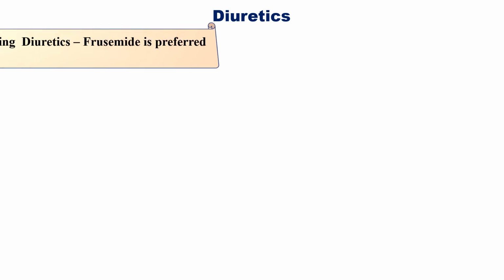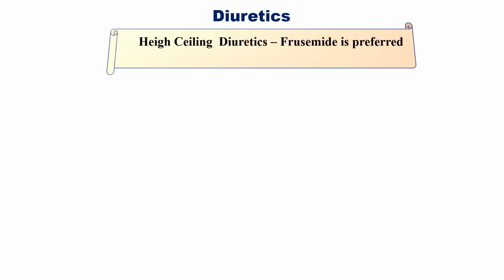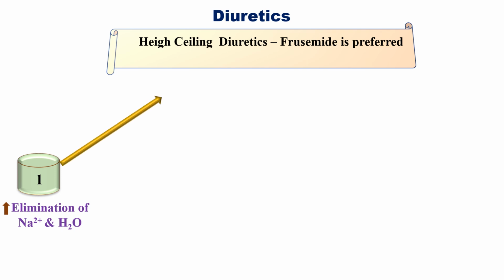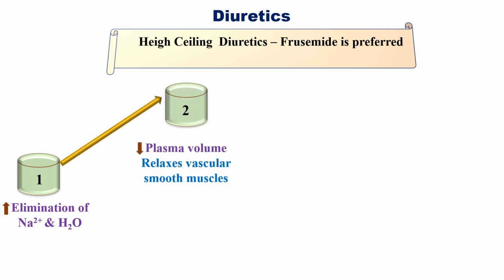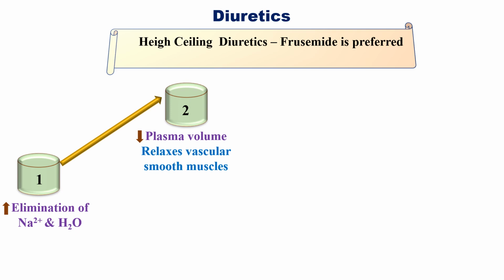Diuretics can also be used to treat congestive heart failure. Here, high ceiling diuretics like furosemide are preferred. Diuretics are the agents which increase urine output by increasing the elimination of sodium and water. Elimination of sodium and water results in decreased plasma volume and it relaxes vascular smooth muscles. Specifically, increase in the elimination of sodium leads to relaxation of vascular smooth muscles because sodium is an excitatory ion.